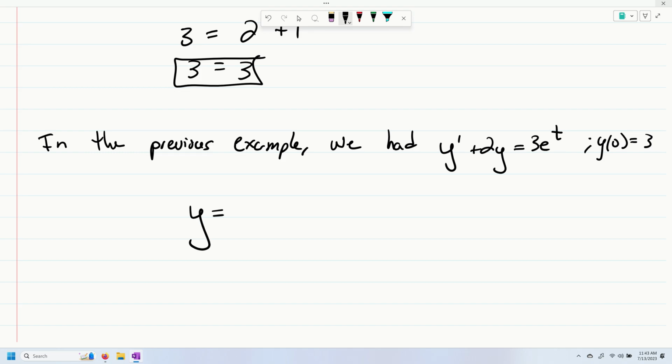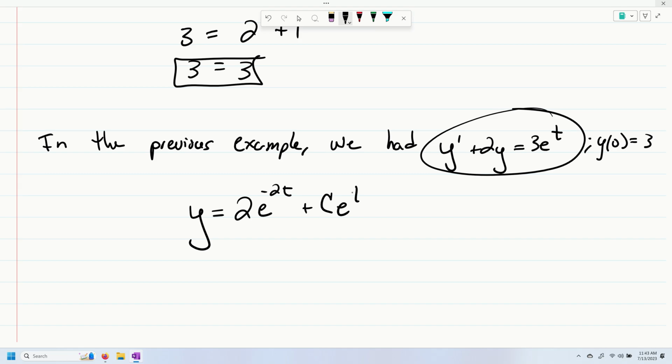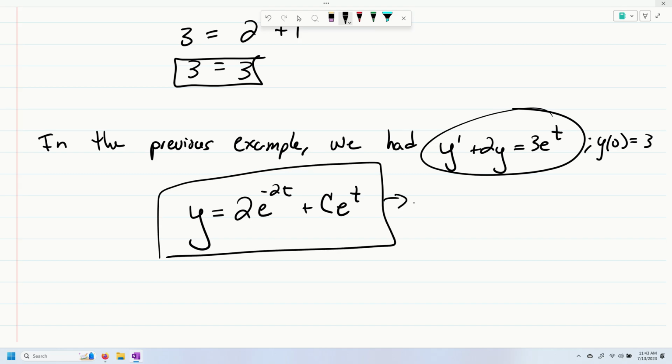The general solution to this problem right here, I'm just going to give it to you. We're going to learn how to figure it out later. But the general solution is 2e to the negative 2t plus ce to the t. This is our general solution. All right? And watch how this changes for us.